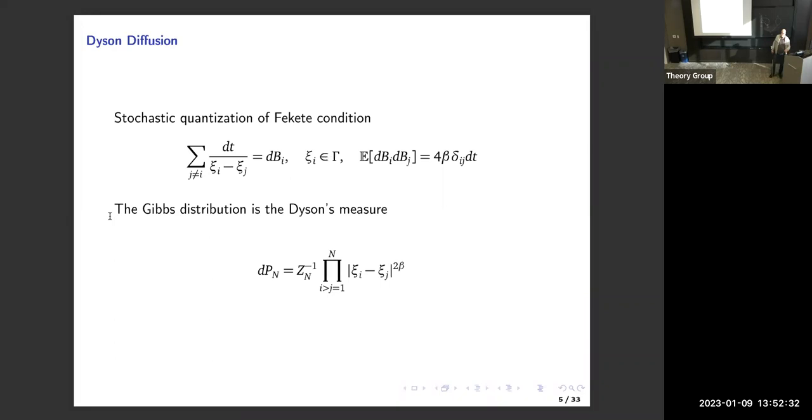Okay. One way to quantize it, there are many ways to quantize, right? But the most practical way is so-called stochastic quantization, which means you take a Fekete condition, you take the energy differentiated over position, find a saddle point, I mean, a critical point. That's supposed to be zero. But now I say, no, it's not zero, but maybe white noise.